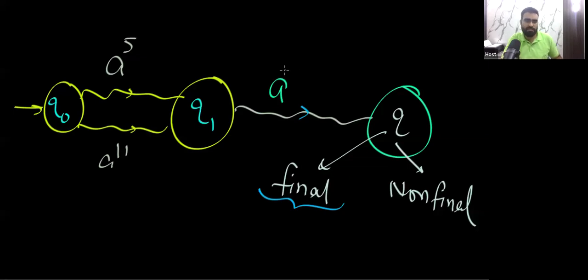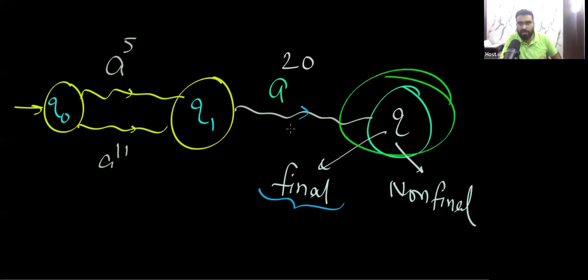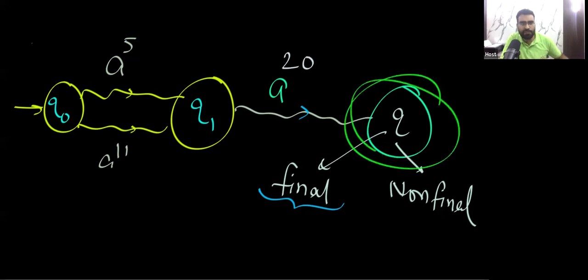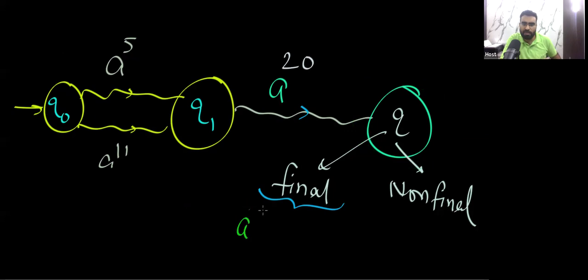A power 20. Yes, 20 will work. Very good, excellent. Because now you can notice, if I make it final, then problem. If I make it non-final, then problem. Notice, if I make it final, then what will happen? Then a power 25 is accepted, which is a problem.